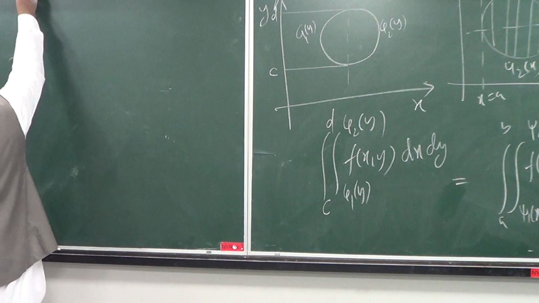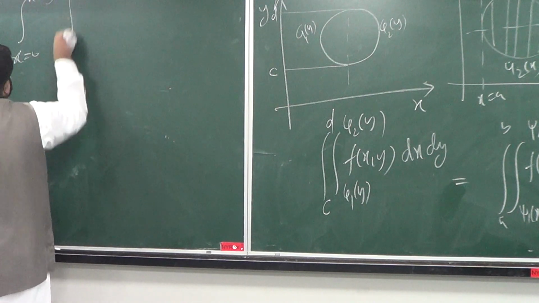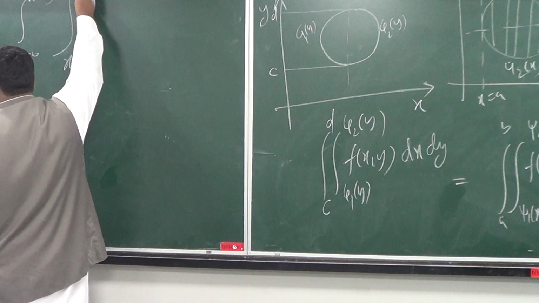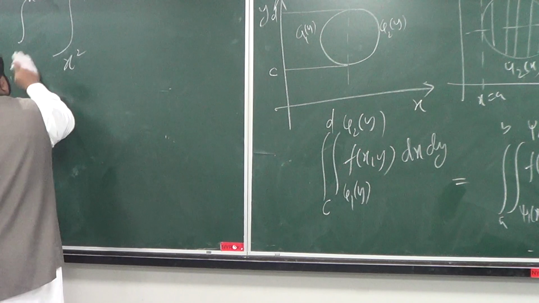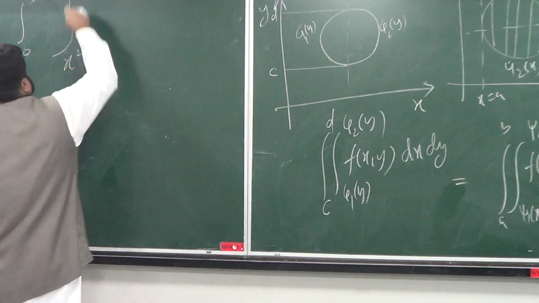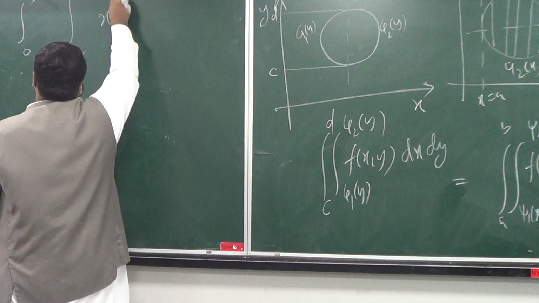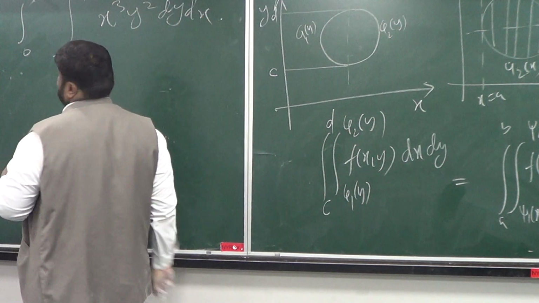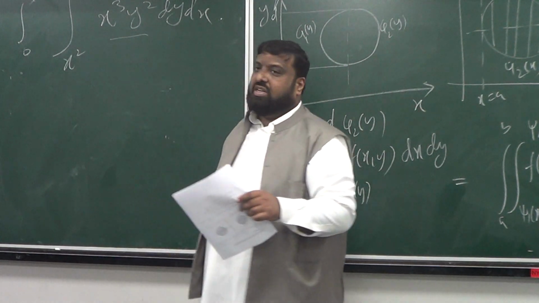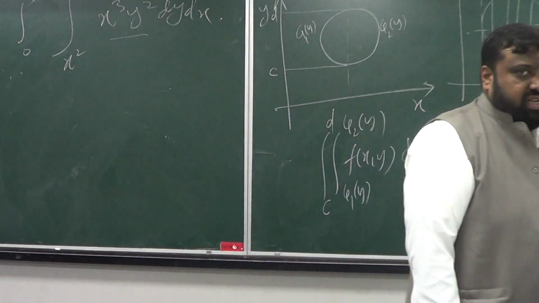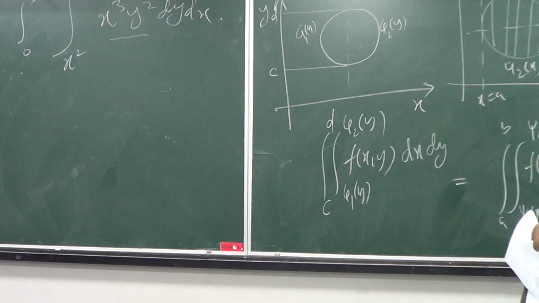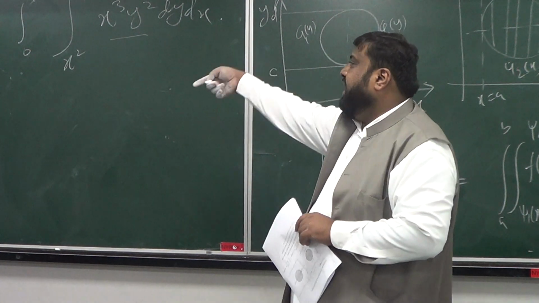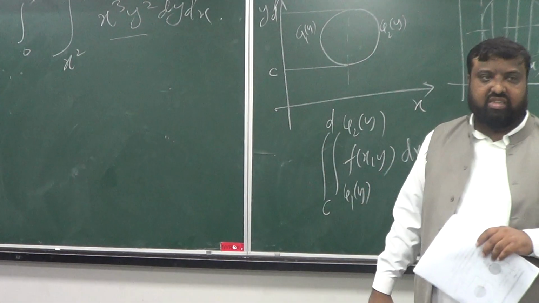So let's only change x equal to 0 to x equal to 3 and y equal to x square to 9. In other words, 0 to 3, x square to 9, and I have x cube, y square dy dx. This is not important at the moment. And I want to change the order of integration. I can calculate it directly, it's not a difficult integral.